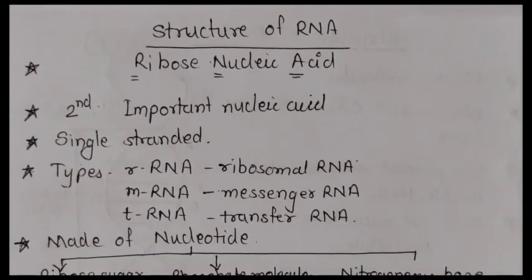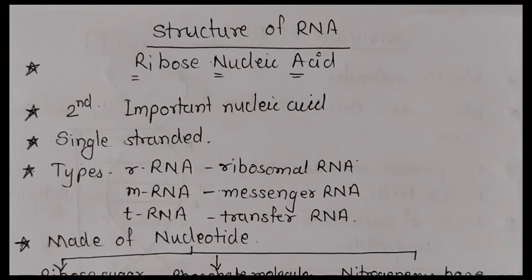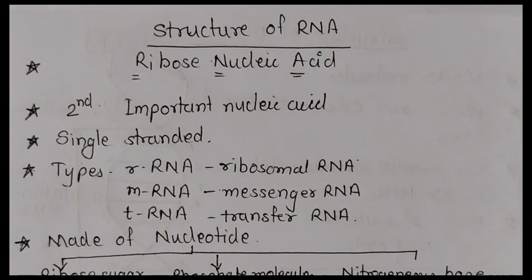Now we have to see about the structure of RNA. RNA's full form is ribonucleic acid. R for ribo, N for nucleic, and A for acid. Now this is also one of the important nucleic acids in your cell. This is the second important nucleic acid. DNA was the first important nucleic acid, and RNA is your second important nucleic acid. Now there is a difference between RNA and DNA. DNA is double stranded and RNA is single stranded. Means here you will find only one strand.